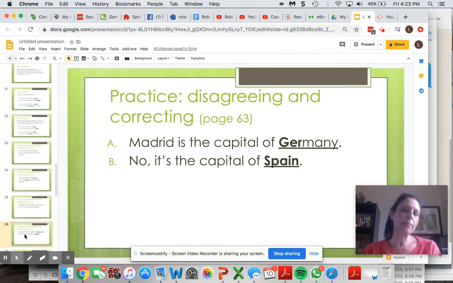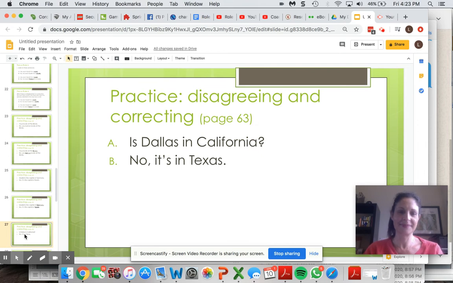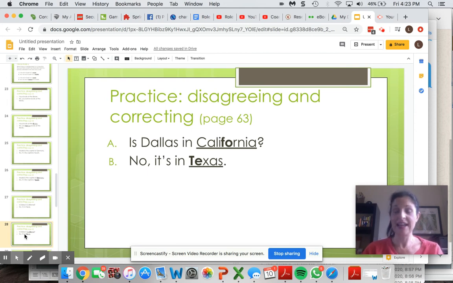Madrid is the capital of Germany. No, it's the capital of Spain. Next. Is Dallas in California? No, it's in Texas. Is Dallas in California? No, it's in Texas.